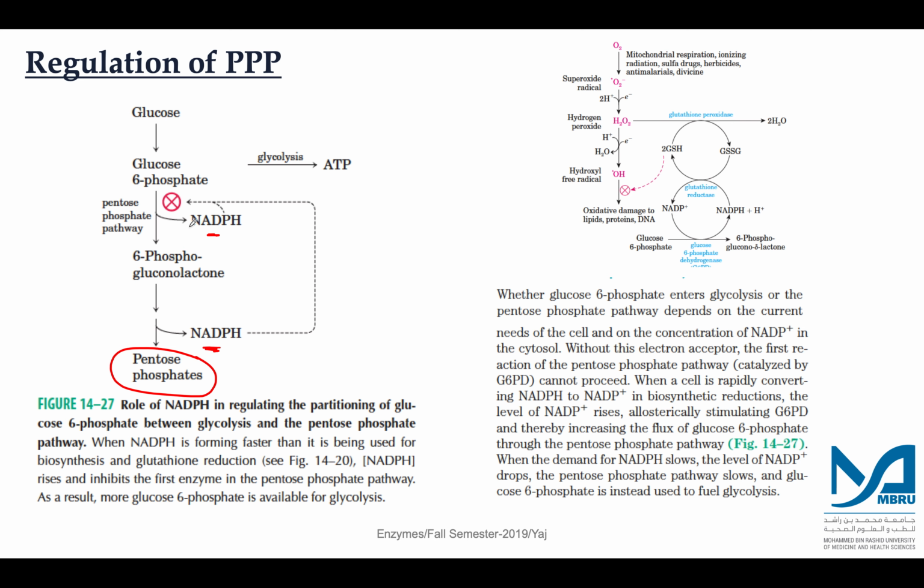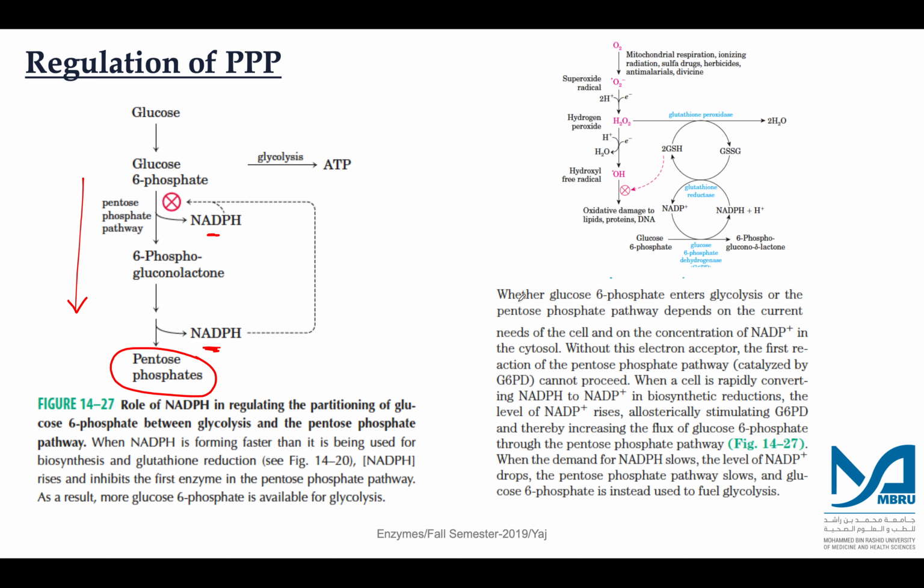When NADP levels are high, that means NADPH levels are low, it allosterically activates glucose 6 phosphate dehydrogenase, and this particular part of the pathway is favored. So this is also another aspect that I wrote here.